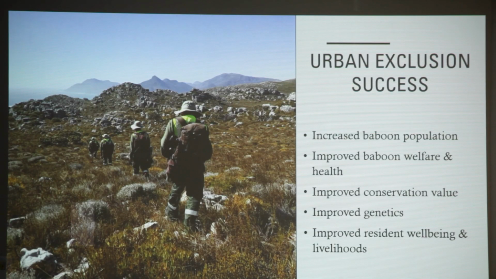So the success of this urban inclusion model led to an increased baboon population. The population is over 600 baboons at the moment, which was around, I want to say, 200 baboons at the start of the program 20 odd years ago, or in the late 90s. Improved baboon welfare and health, improved conservation value, improved genetics between the two subpopulations in the peninsula, and of course improved resident well-being and livelihoods, because there's less overlap, so there's less potential for conflict.